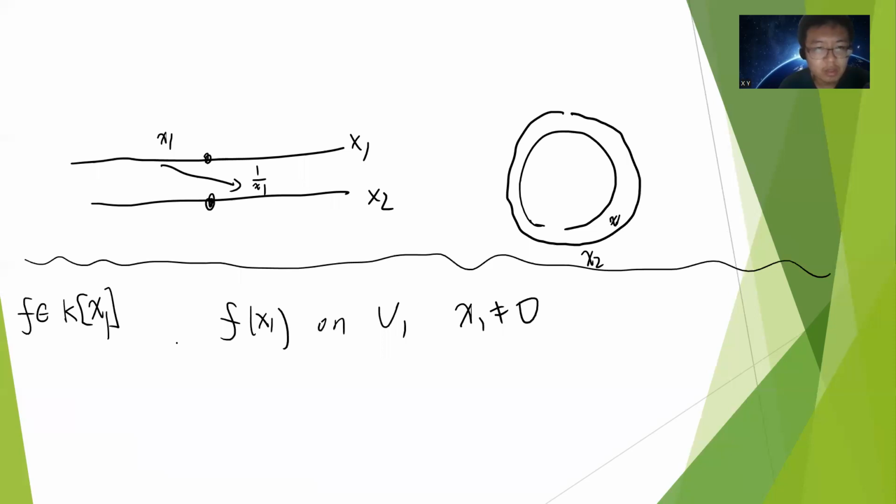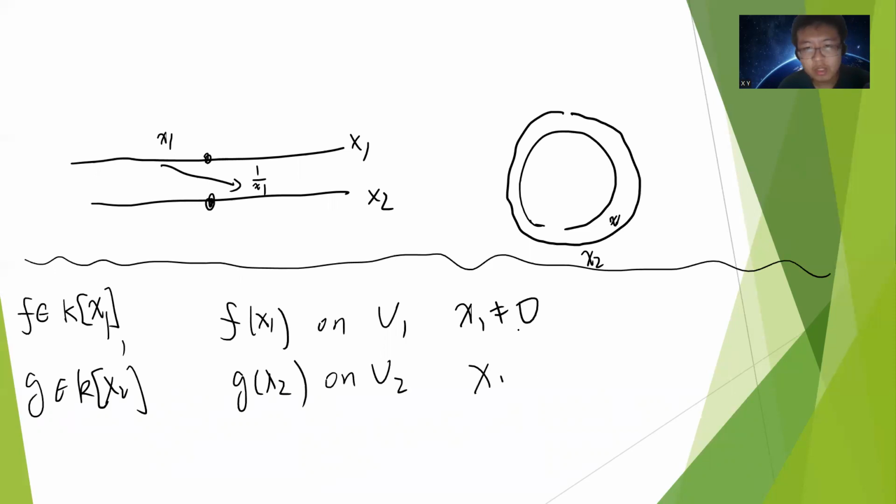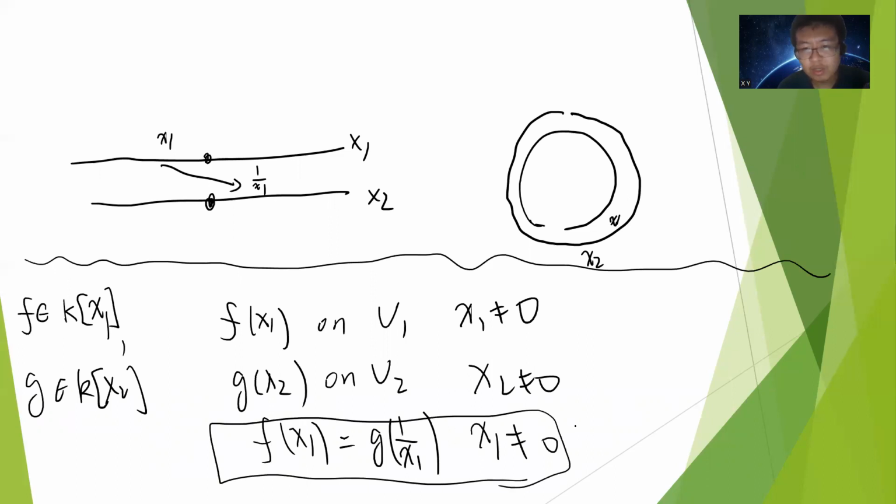And now you're doing a gluing, right? So let's say you take another g of x2, and then let's say g of x2 on u2, so x2 should not be 0, and then they should be the same, right? So if f of x1 equals g of 1 over x1, because x2 goes to 1 over x1, for x1 now nonzero. So this is a condition that we hope to solve.